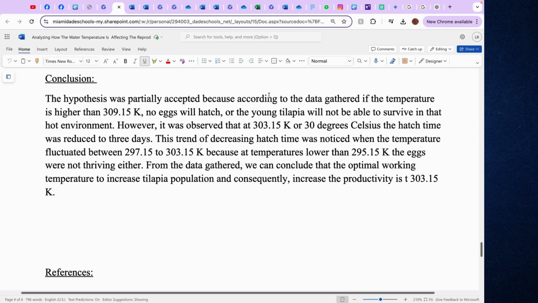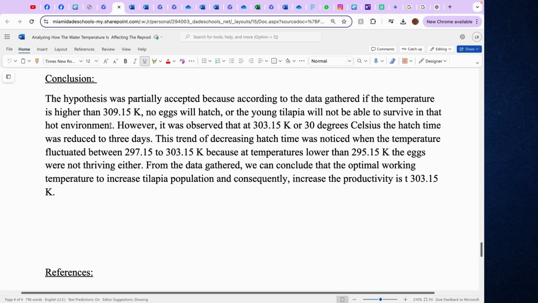Yeah, I explained that over here. Data, see, because according to the data, always you have to use your evidence. Always you have to use your evidence. The data gathered: if the temperature is higher than this, remember that the temperature has to be given in Kelvin, metric system, no eggs will hatch, or the young tilapia will not be able to survive in that hot environment. And that's what we observe. You have that on your pictures as well.